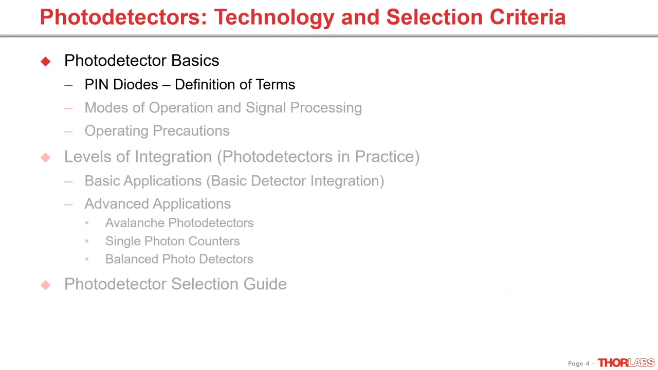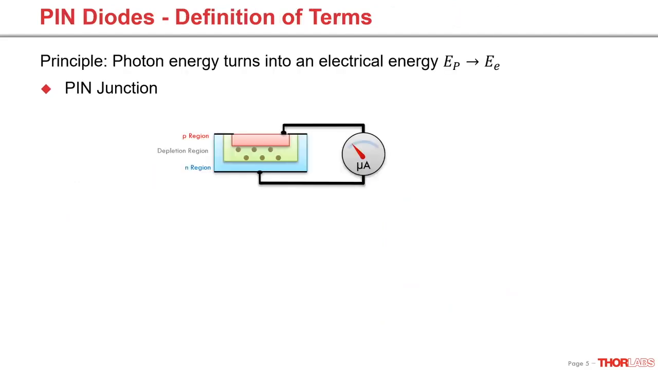Before we see the detector in its application, let's take a brief look at how a pin photodiode works. That is the commonly used kind of diode in most detectors. The principle behind every semiconductor photodiode is to turn the photon into electrical energy. Photodiodes usually are built as a p-n junction.